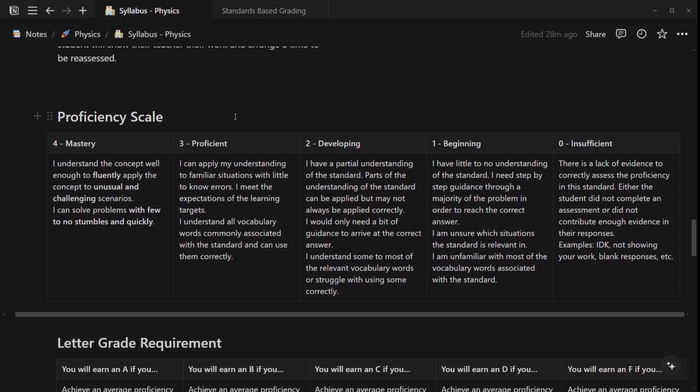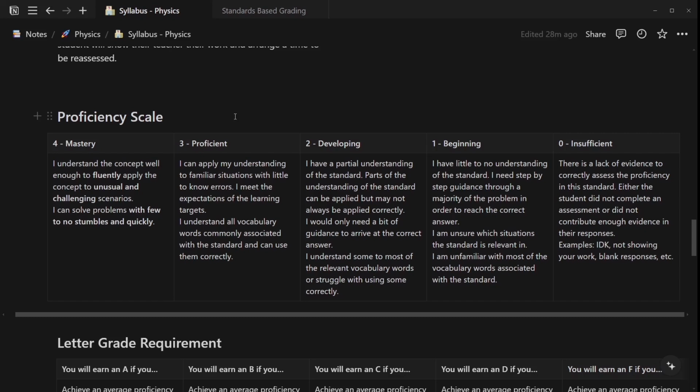3s are what we're going to be targeting. In order to get an A, you must get all 3s. So what is a 3? The 3 stands for proficient. It means that you can apply your understanding to familiar situations with little to no errors, and you meet the expectations of the learning target. So if the learning target says, I can do blank, then you can do blank. You understand all vocabulary words commonly associated with the standard and can use them correctly. Basically, you know this.